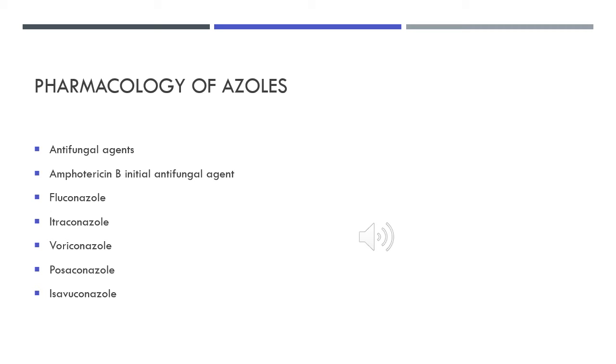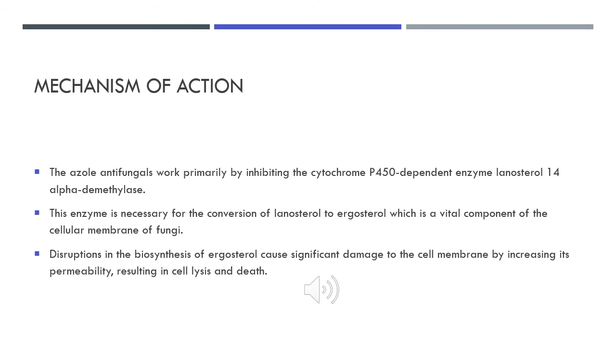Instead, we see fluconazole, itraconazole, voriconazole, and the newer posaconazole and isavuconazole, and we'll talk about each of these and how they're utilized a bit further. So this is a slide to discuss the mechanism of action of the azoles, but really it's to tell you how these drugs work to kill the cell.